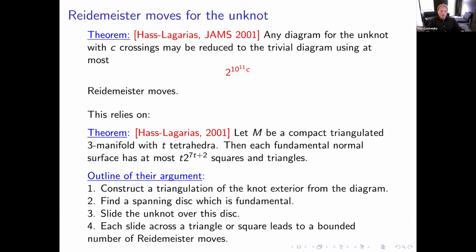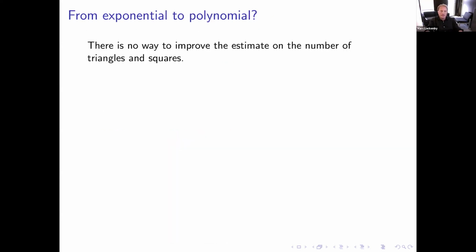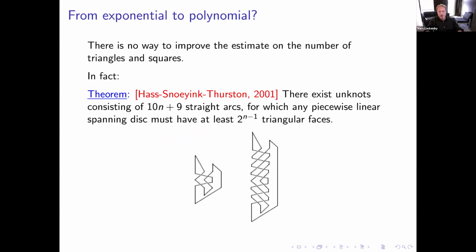However, it's worth saying that you can't improve that exponential bound by finding a smaller spanning disk. It turns out that there's a theorem due to Haas, Snoeyink, and Thurston that says that exponentially large spanning disks might be required. The theorem says that there exist unknots consisting of linearly many straight arcs, 10n plus 9. They're unknots, so they bound piecewise linear spanning disks, but the number of triangles in such a disk has to grow exponentially.